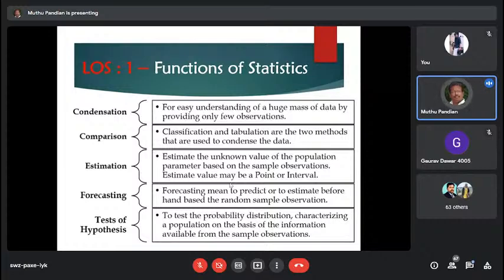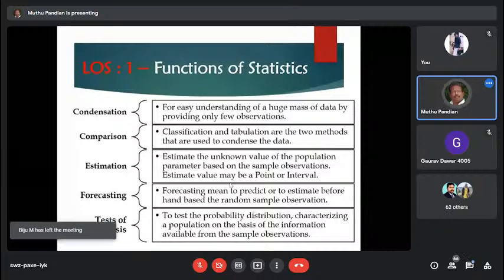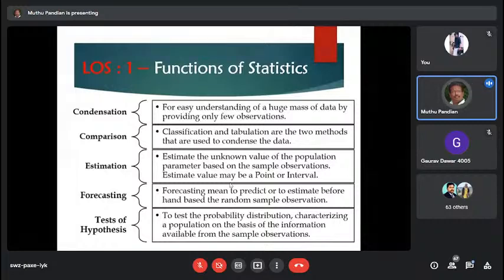The best example is, in past classes you may have studied the frequency table, the conversion into a frequency table. Otherwise you may have heard about the histogram, the creation of a histogram. These are nothing but condensation. It means a huge mass of data we convert into a few observations. It's a grouping, or it is compressed. That is condensation, the main function of statistics.